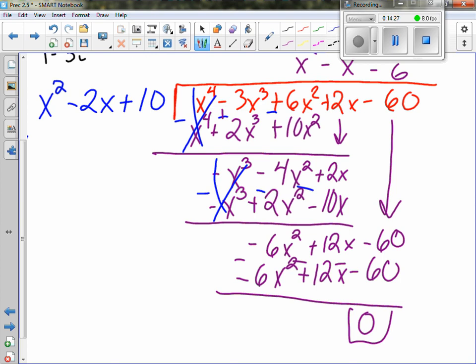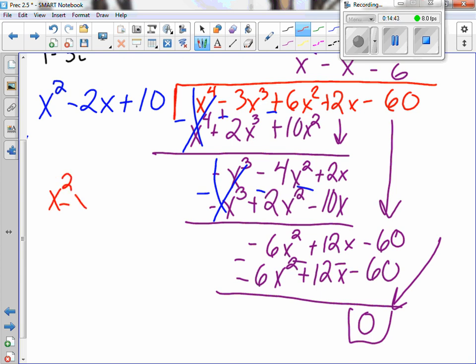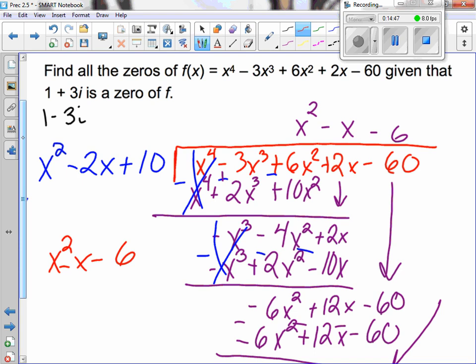Because we said that these two are factors, yes? Factors will always leave a remainder of 0, so I know it's 0. So the equation that we got was x squared minus x minus 6. Yes? So we know that this is a solution. We knew that this is a solution. Now we're just looking for the other two.